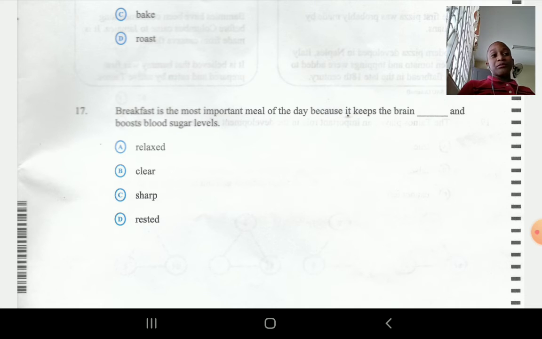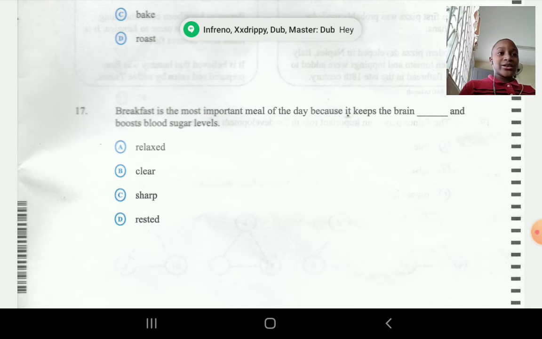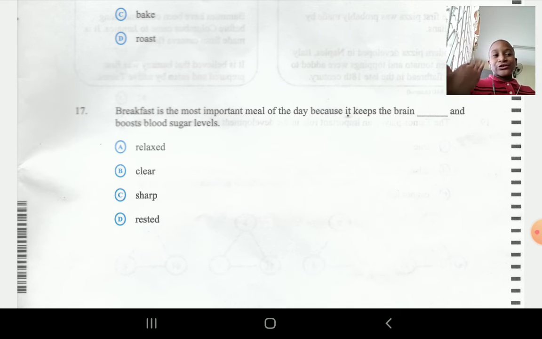People always say breakfast keeps your brain sharp. So that's what you have to use to answer this question, or you can use elimination, because you can say breakfast is the most important meal of the day because it keeps the brain relaxed. Doesn't sound right. Clear doesn't sound right. Rested doesn't sound right in that situation. Keeps the brain sharp is more of a proverb sense, I don't know if you know what I mean.